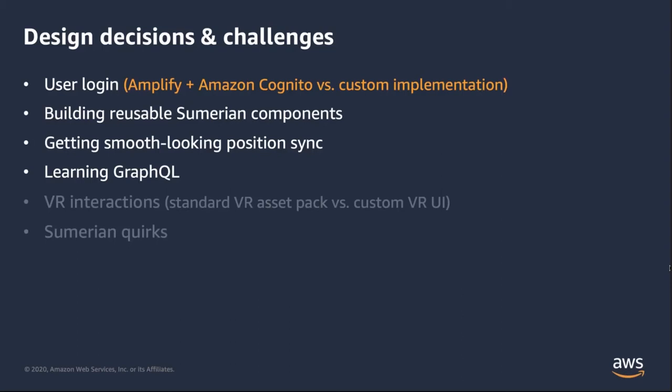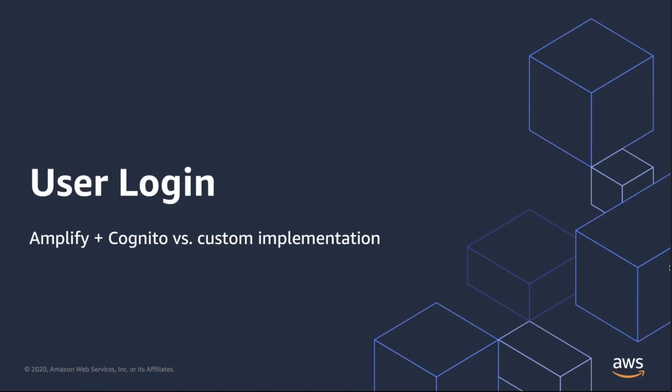So we'll start with the user login. When building this application, I was faced with a design choice, an architecture choice to make about how to support user login. So obviously, one choice I could have made would be to roll my own, to implement my own custom user login, which would have meant implementing a service on the back end to manage users and to do authentication, a database to store user information, and then the user interface on the front to make it all work.